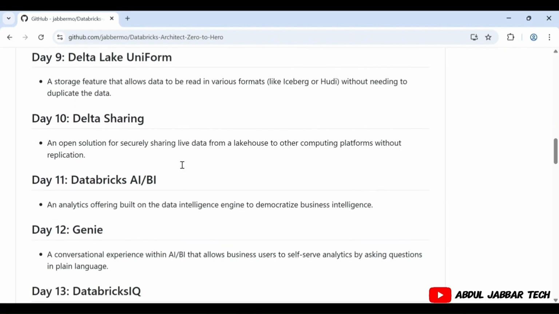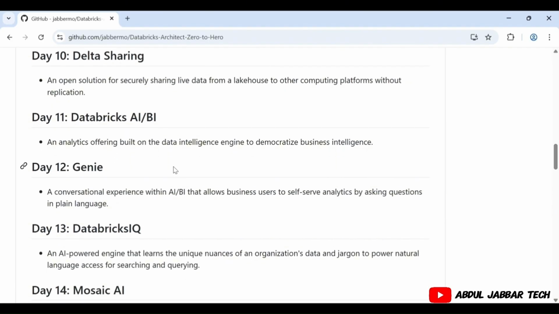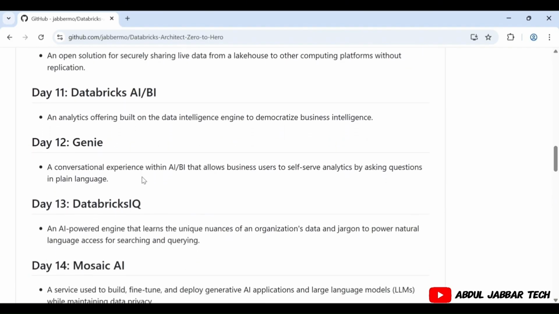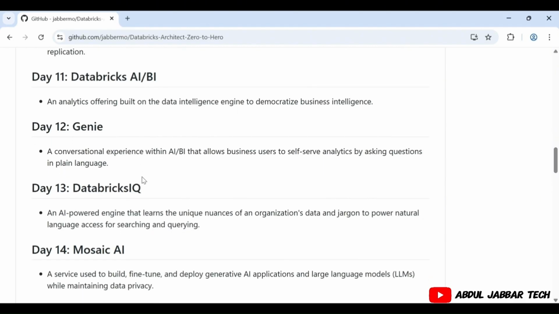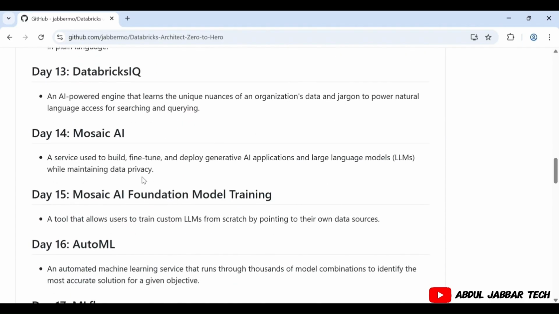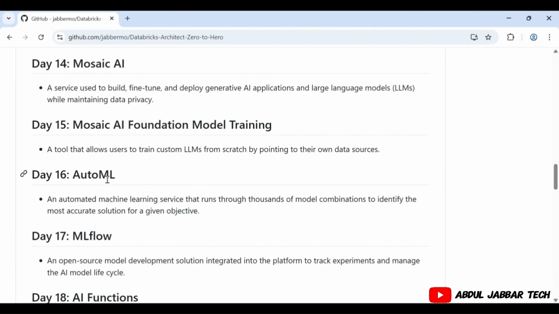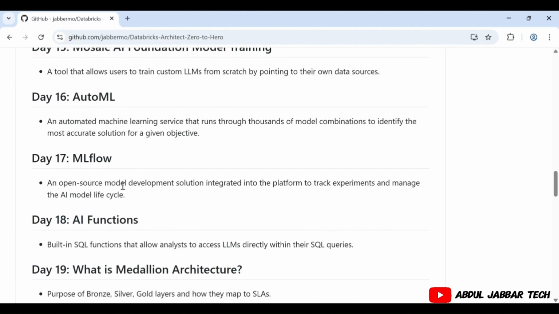And then on day 11, we'll take a look at Databricks AI/BI, which is similar to Power BI from Microsoft. And day 12, we'll have a look at Genie, which is a chat feature within Databricks AI/BI, which is similar to Copilot that's there in Power BI. And day 13, we'll take a look at Databricks IQ. Day 14, Mosaic AI. And day 15, Mosaic AI foundational model training. Day 16, AutoML. Day 17, MLflow, which is an open source development solution from Databricks.